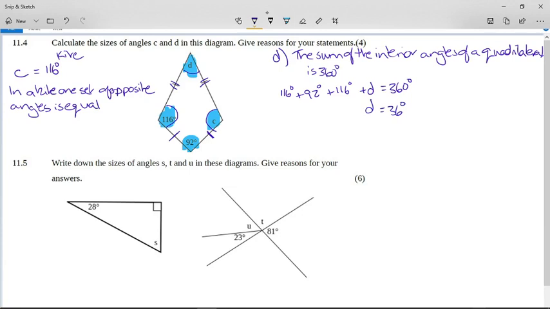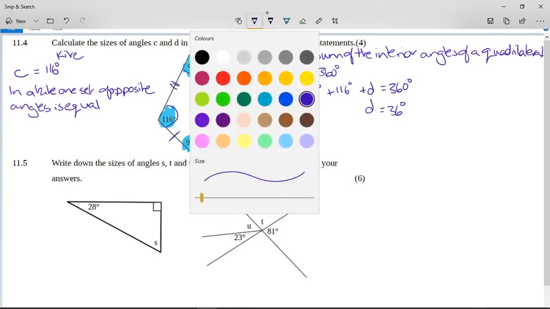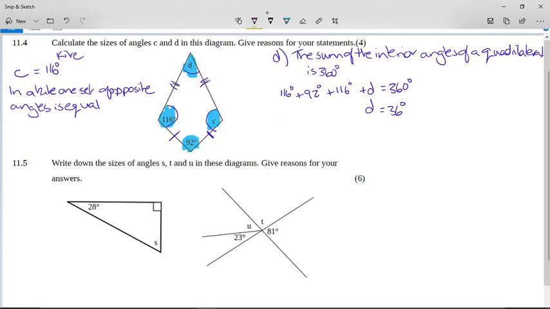Okay, now it says to you in this next part, write down the size of angles S, T, and U in these diagrams. Give a reason for your answers. Well, what do we have here? We have a 3-sided shape, which we commonly know as a triangle. We know that this little square thing in the corner means that this angle is 90 degrees, because that's the sign for a right angle. This angle is 28 degrees, and we have to find angle S.